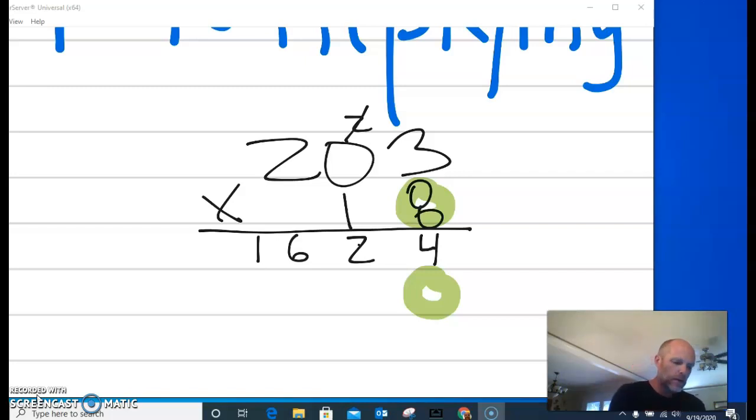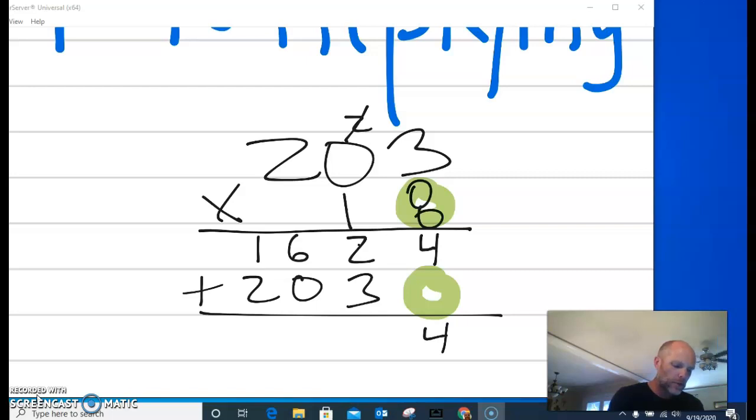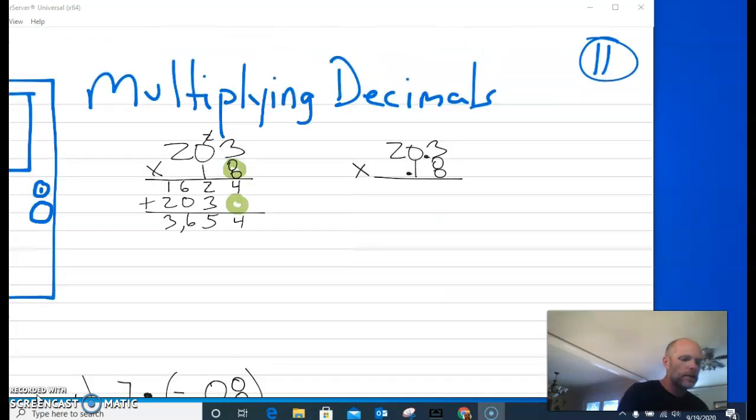All right, and then so we go to the tens place. 1 times 3 is 3. 1 times 0 is 0. And 1 times 2 is 2. Now we have to combine both products. 4 plus 0 is 4. 3 plus 2 is 6. Whoa, it's not 5. There we go. 6 plus 0 is 6. And 2 plus 1 is 3. So 203 times 18 is 3,654.